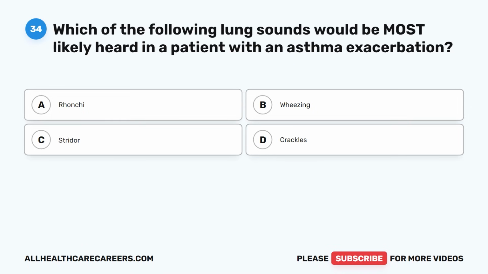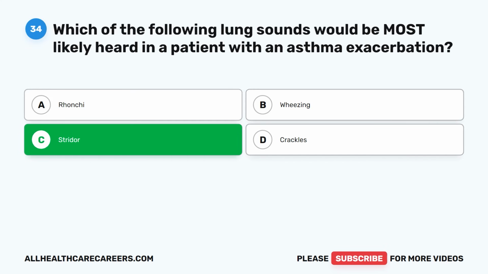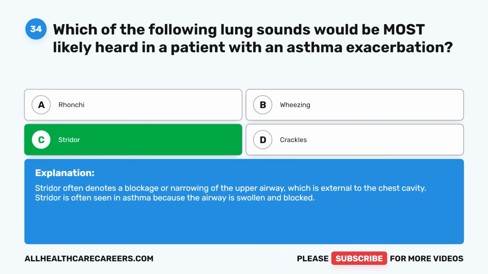Question 34. Which of the following lung sounds would be most likely heard in a patient with an asthma exacerbation? A. Rhonchi. B. Wheezing. C. Stridor. D. Crackles. The correct answer is C. Stridor. Stridor often denotes a blockage or narrowing of the upper airway, which is external to the chest cavity.